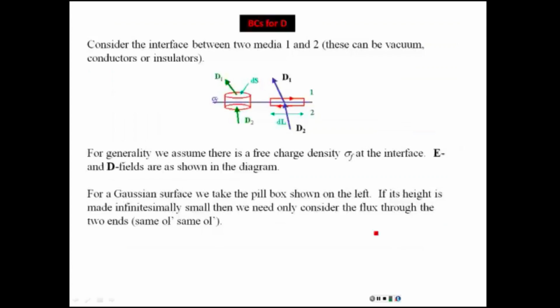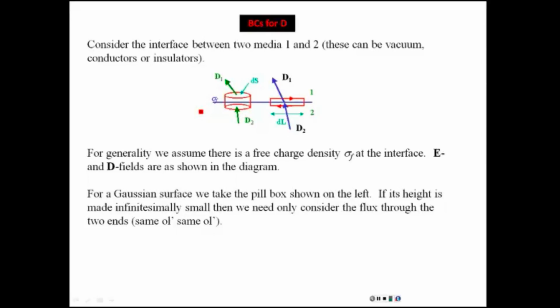Okay, so let's look at D. We're going to be looking at these two problems here where we have a pillbox and we're going to use Gauss's law, and we have a line integral along the interface where we'll use Stokes' theorem. So let's begin with a situation where we have free charge on the interface and the D and E fields look something like what we have here. The E fields would be similarly drawn here. These are just the D fields.